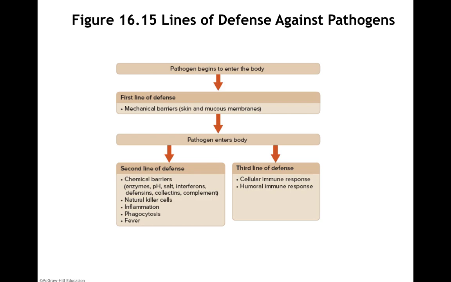If we have seen it before, then as soon as it gets in the body, our third line of defense helps to protect us. But usually if it's a new pathogen, that third line of defense is going to take a week or two to become active and create a cellular immune response and a humoral immune response.